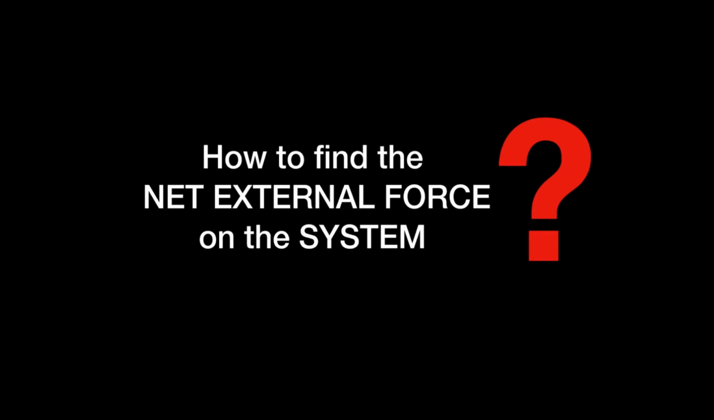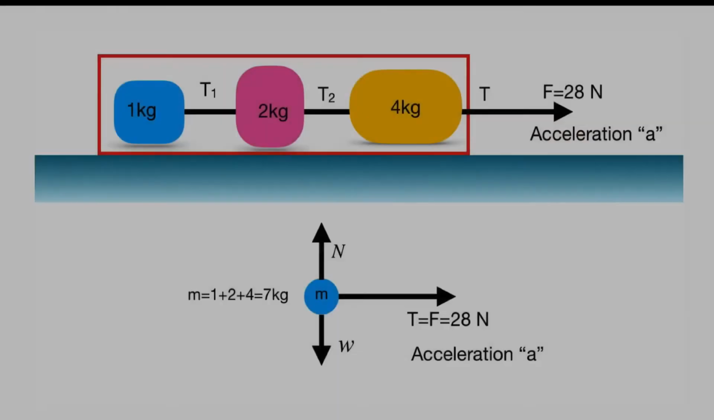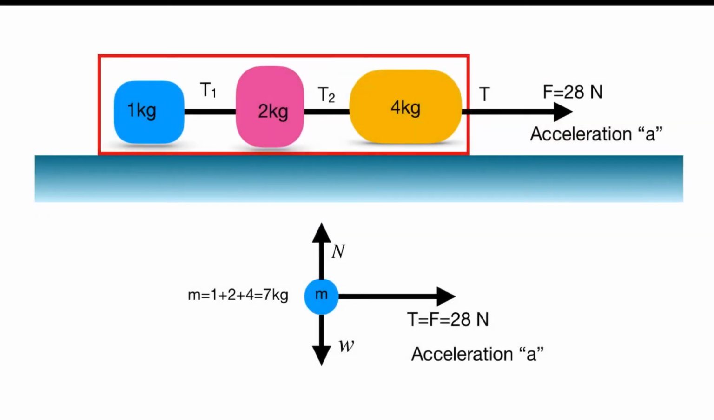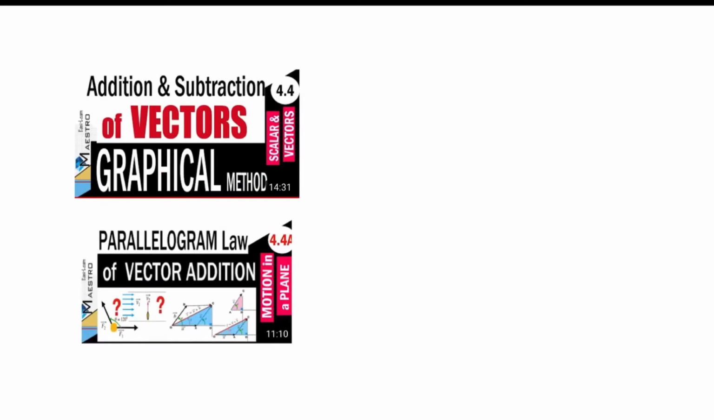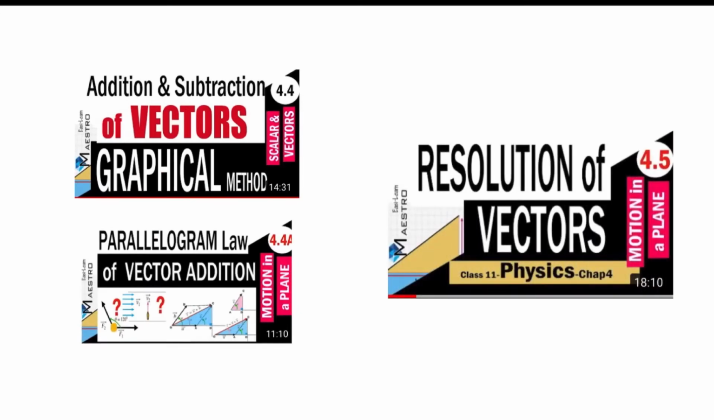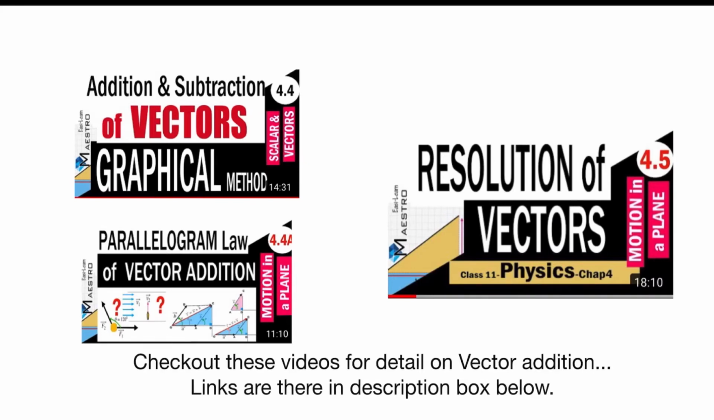So how to find the net external force on the system? As force is a vector quantity, the net force is found by the vector sum of these forces, using the graphical method or the analytical method, resolving them into components. For detailed methods on vector addition, please check out our videos listed in the description box below.